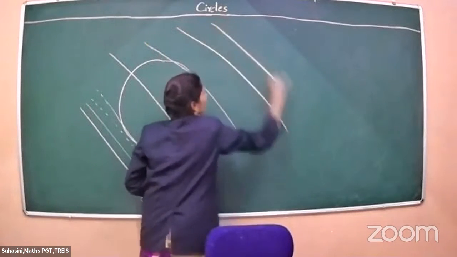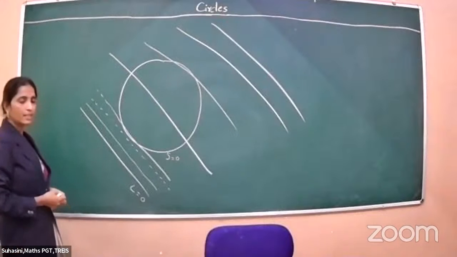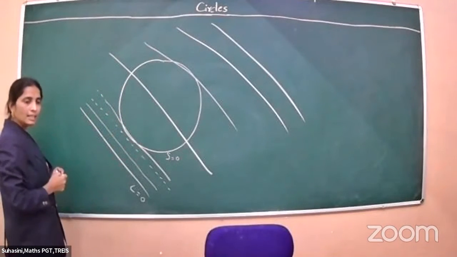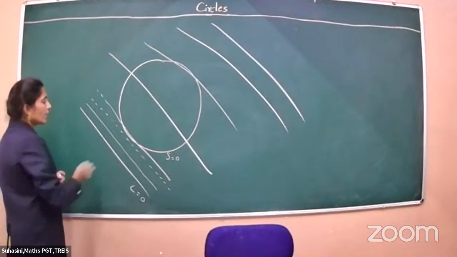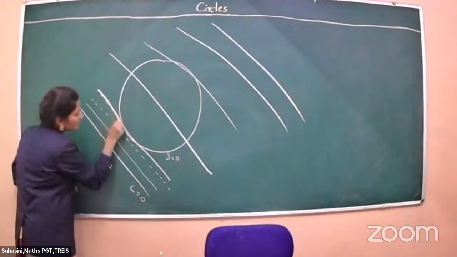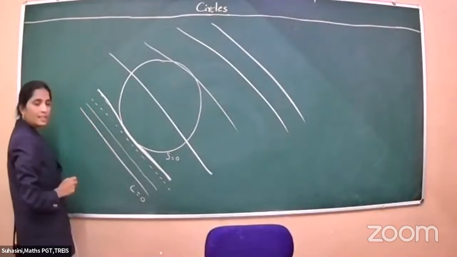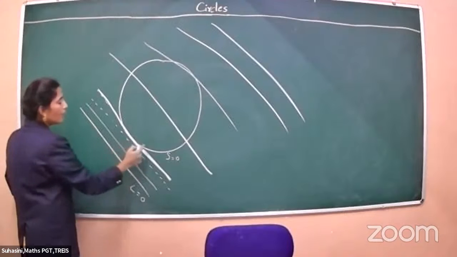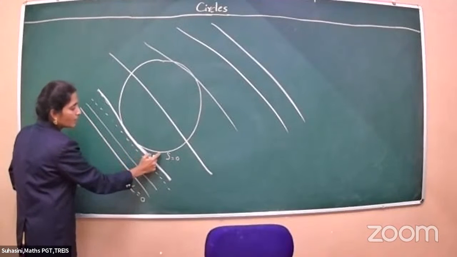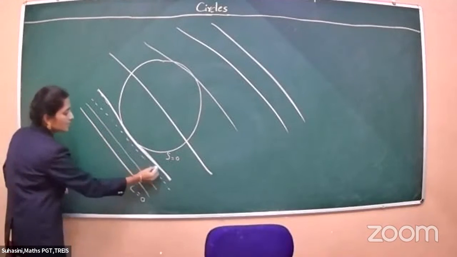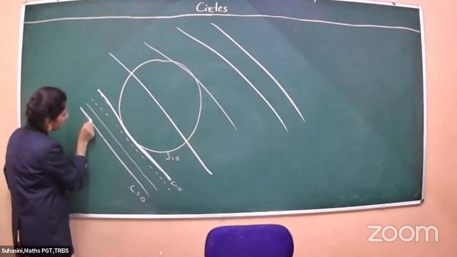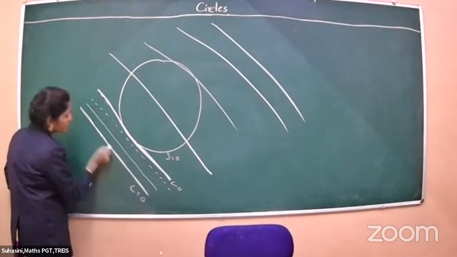There exist infinite lines in the plane, but if you observe all these lines and the circle, what can we conclude? There exist some important positions of the straight line with respect to the circle. This line L equal to 0 is not touching the circle in this case.